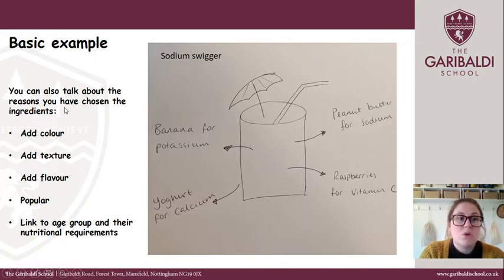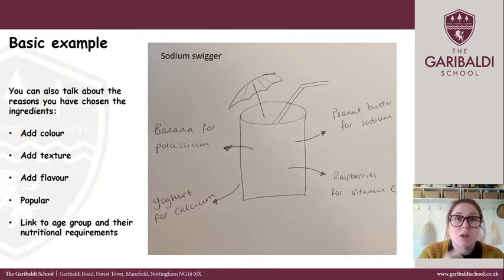You can also talk about adding things purely for the sake of adding colour. So I could also, for the raspberries, say that they're going to add colour to the smoothie. Something to add texture, add flavour. You can simply add something because it's popular. You can think about the glass you're going to serve it in, for example.